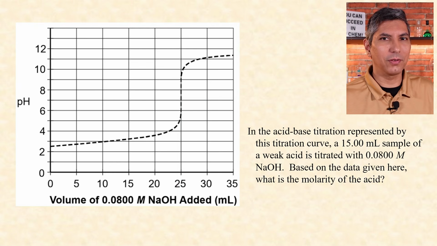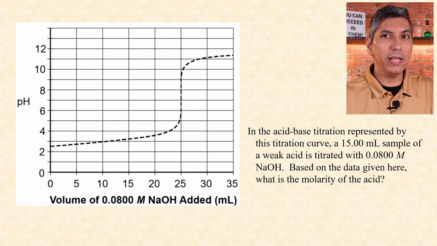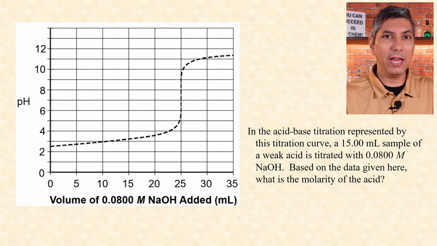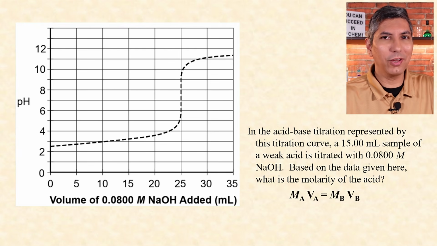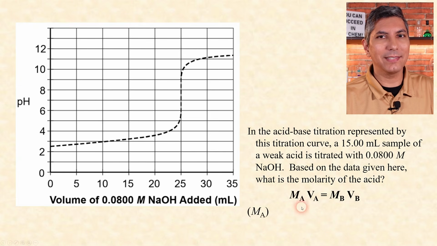How about this question? In the acid-base titration represented by this titration curve, a 15 milliliter sample of a weak acid is titrated with 0.08 molar sodium hydroxide. Based on the data given here, what is the molarity of the acid? Well, we can use the same titration equation as we did earlier. We're solving for the molarity of the acid.